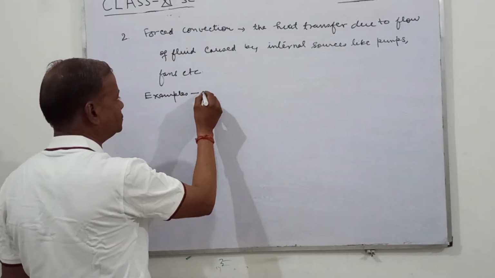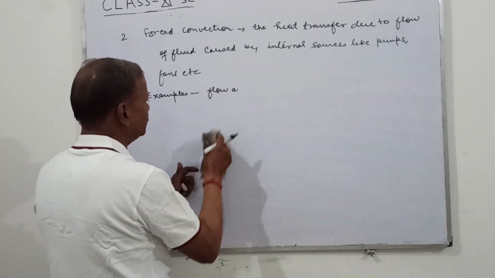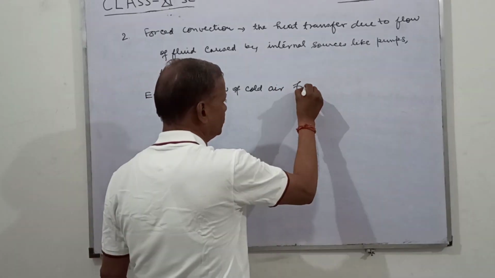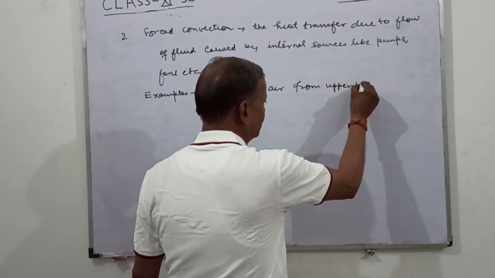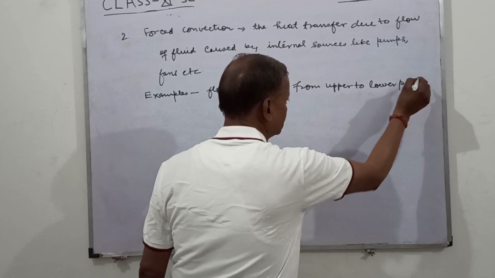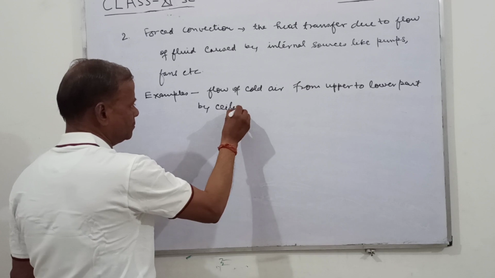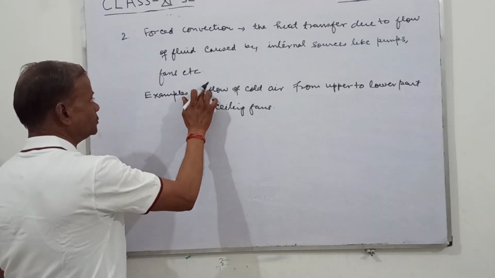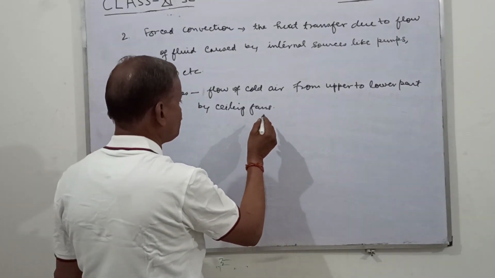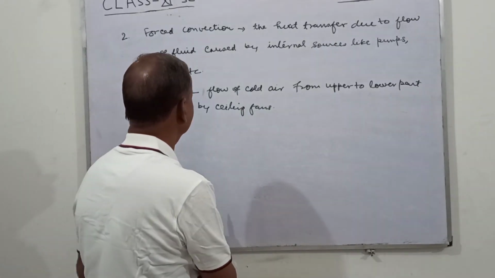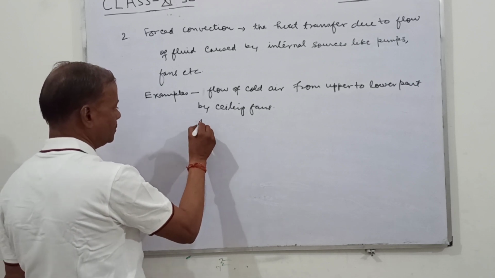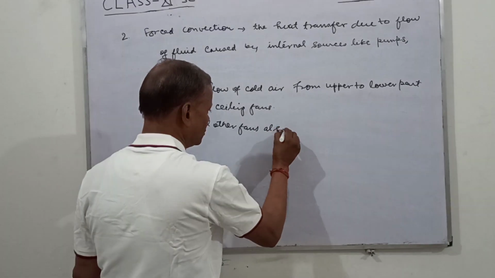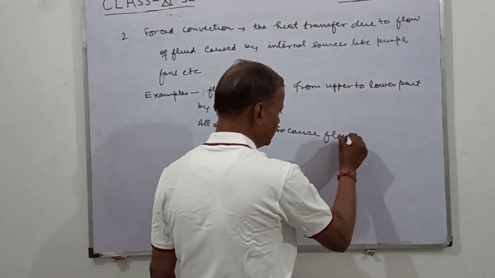Examples: flow of cold air from upper to lower part by ceiling fans. All other fans also cause flow of air.